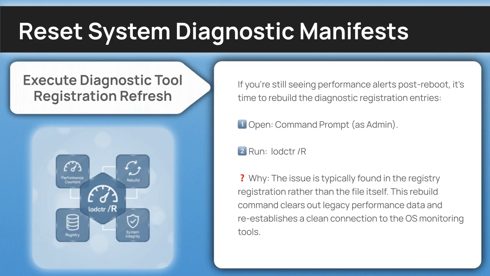If you're still seeing performance alerts post-reboot, it's time to rebuild the diagnostic registration entries. First, open Command Prompt as admin. Second, you're going to type lodctr /r, then hit Enter. Why are we doing this? Well, the issue is typically found in the registry registration rather than the file itself. This rebuild command clears out legacy performance data and reestablishes a clean connection to the OS monitoring tools.